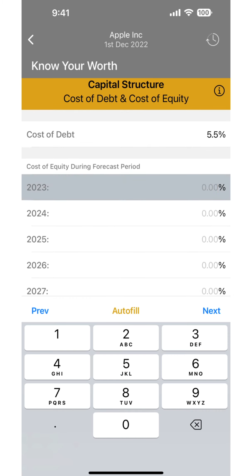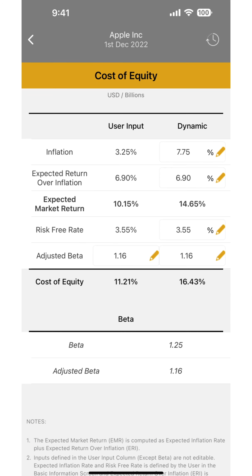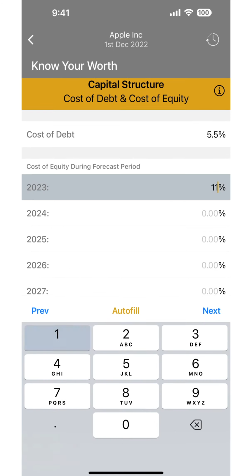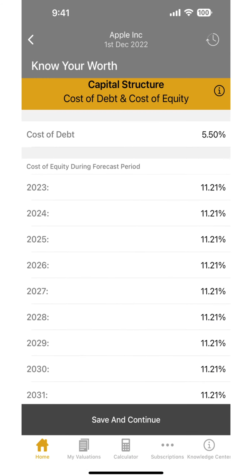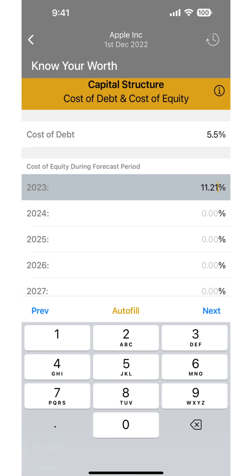Enter the cost of equity during the forecast period. Users need to refer the history icon to view computation under capital asset pricing model in the user input column. In the dynamic column of this section, you can iterate and compute the cost of equity based on your assumptions and enter the cost of equity. You can either enter the cost of equity for the forecasted years individually, or you can use autofill to ease the process. Do review the beta with other websites.